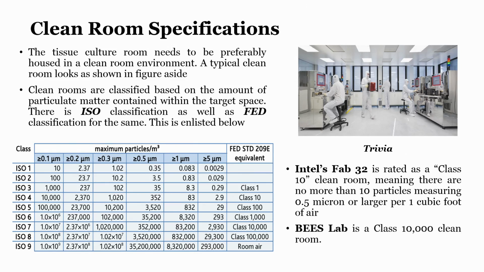Generally, what you see is an ISO 4 kind of clean room, which is class 10 in the FED STD 209E equivalent, where there can be a maximum of 10,000 particles per cubic meter at 0.1 microns, while at 5 microns it should be 2.9 particles per cubic meter, for the clean room to be classified as class 10. This is a very important point that you need to understand.